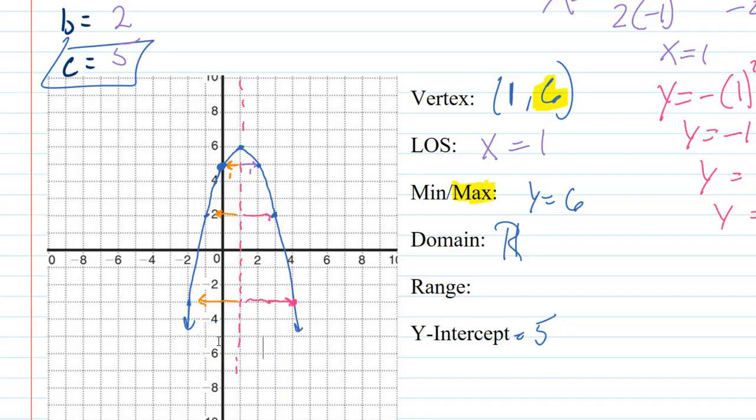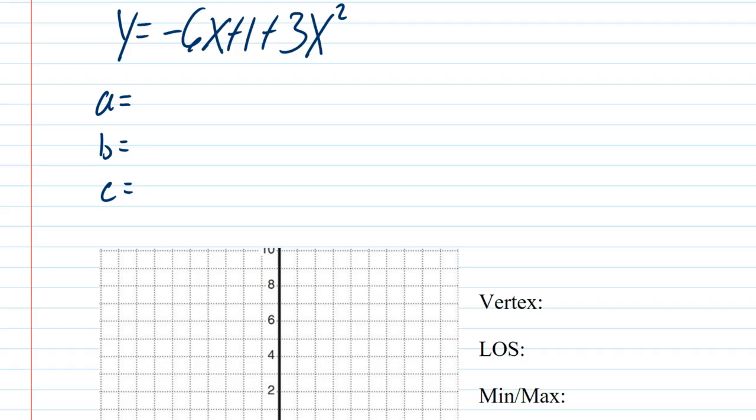So the graph should end up looking something like this. You don't need those arrows there. I put those for descriptive purposes only. All right, here's the next one going in the same steps.